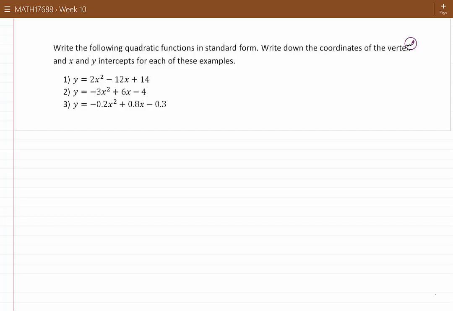Write the following quadratic functions in standard form. Write down the coordinates of the vertex and x and y intercepts for each of these examples. I'll start with example 1.